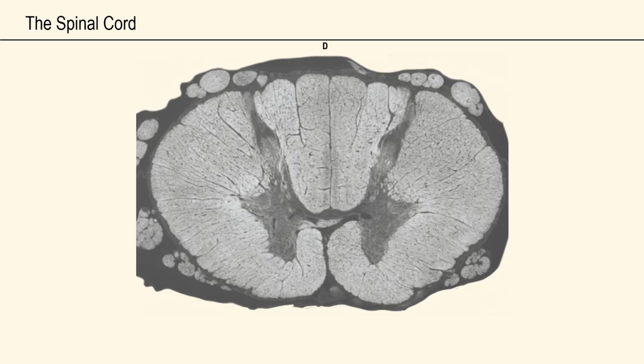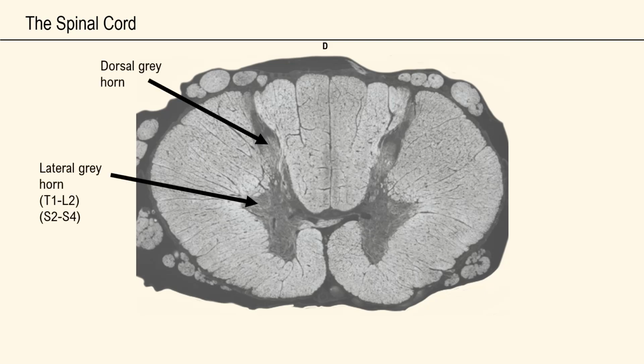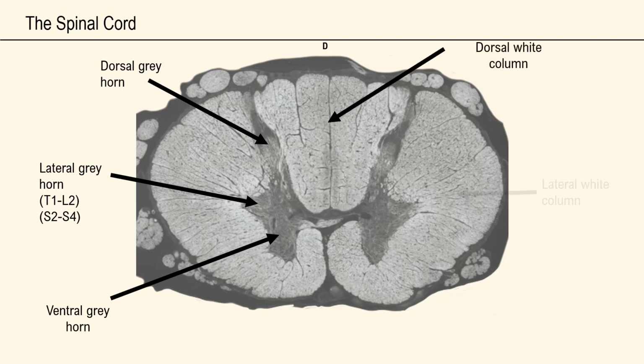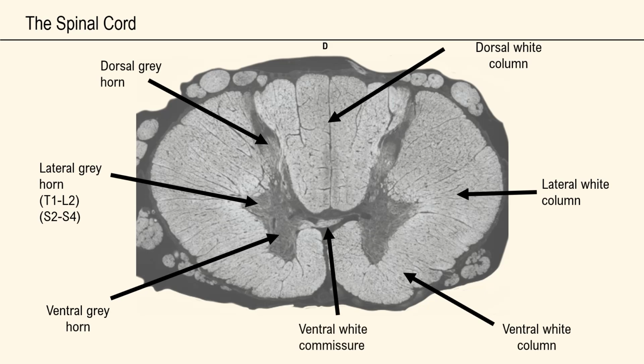On this slide, we will recap the anatomy of the spinal cord. Let's look at the grey matter first. Here we have the dorsal grey horn, the lateral grey horn, which is only present between the levels of T1 and L2 and S2 and S4, and the ventral grey horn. Now moving on to the white tracts, we have the dorsal white columns, the lateral white columns, and the ventral white columns. Lastly, we have the anterior white commissure that will finally become very relevant.